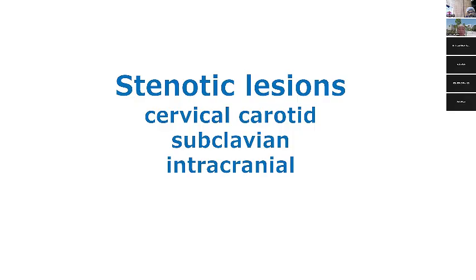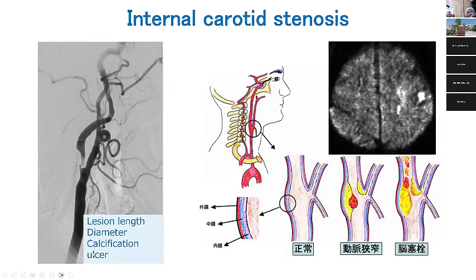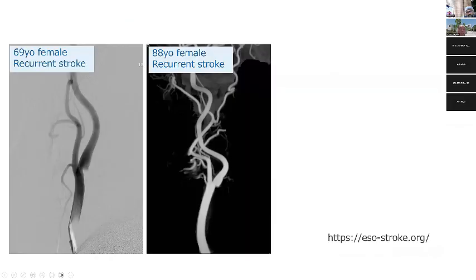Okay, stenotic lesions can occur in the carotid artery, the subclavian artery, and the intracranial arteries. And this is a right lateral view of the common carotid artery, which shows stenosis of the internal carotid artery here. This is plaque, and in this film, from this pathology, thrombus goes into the brain and makes A2A embolism like this. And how about this case?